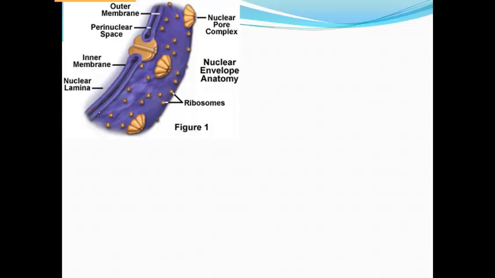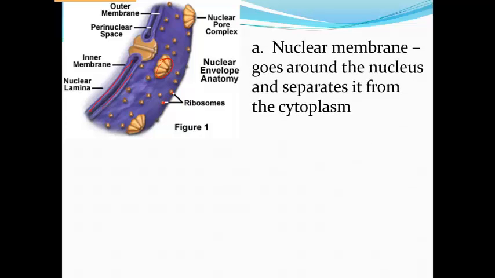So our very first one is your nuclear membrane. I want you to notice that the nuclear membrane is 2 layers thick. It has these pores that are able to open and close, and it also has these little dots on it. We'll talk about ribosomes at the end of this video. But the nuclear membrane is around the nucleus. The cell membrane goes around the cell. The nuclear membrane goes around the nucleus.